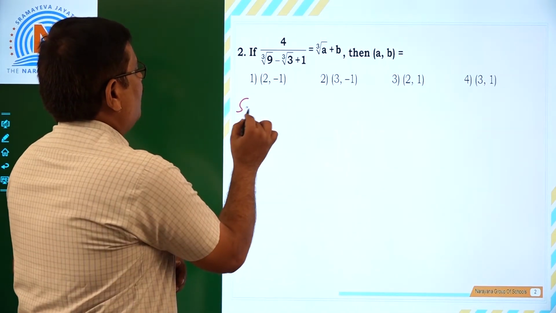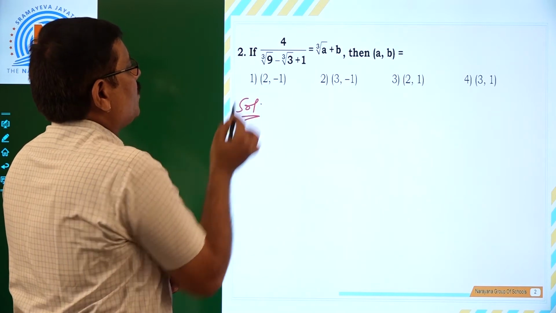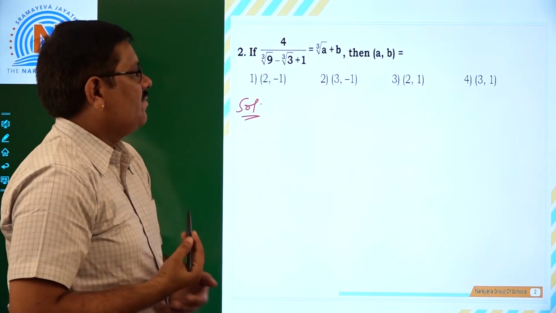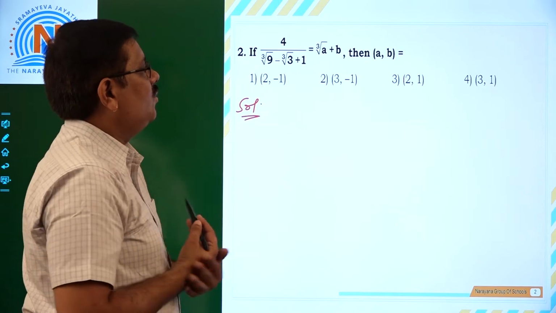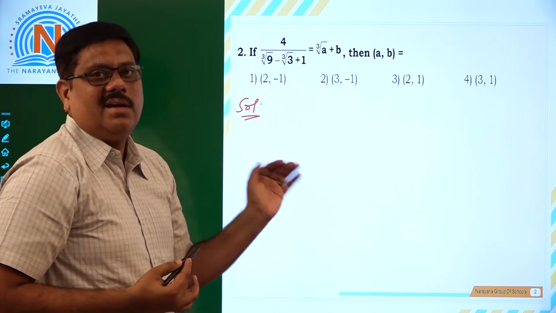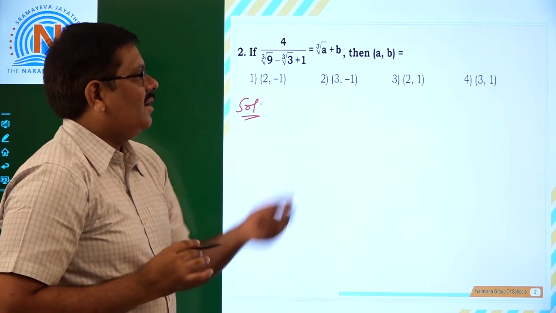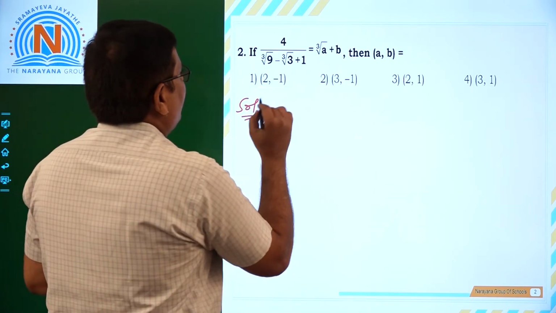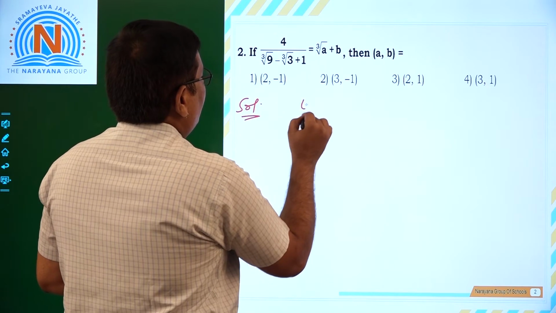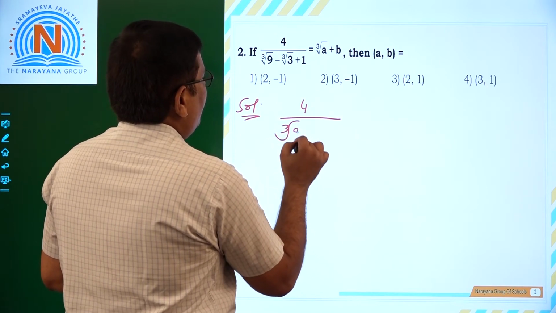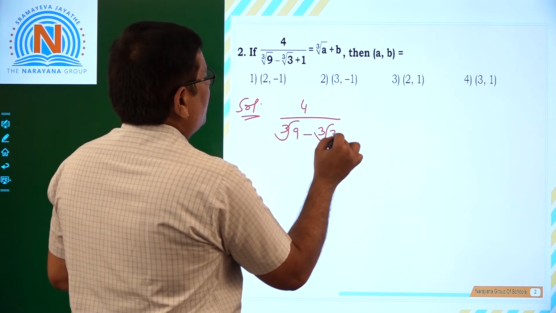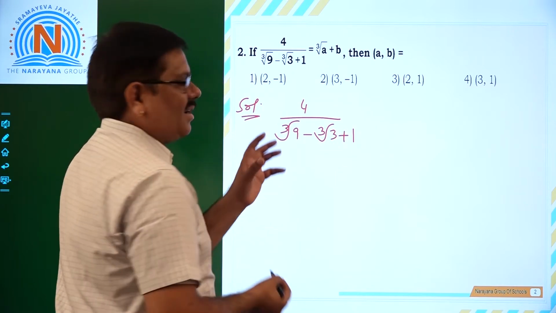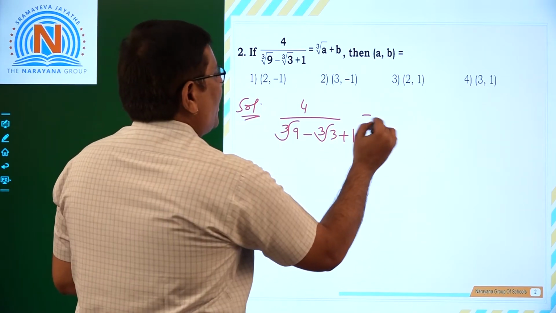If 4 by (cube root of 9 minus cube root of 3 plus 1) is equal to cube root of a plus b, then what is the ordered pair (a, b)? We are given 4 options. Let us try to simplify this. 4 by (cube root of 9 minus cube root of 3 plus 1). You have to rationalize it.